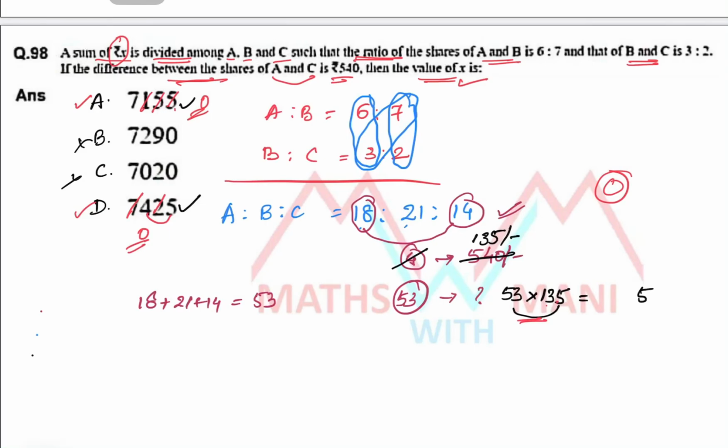So 5 3s are 15, 5 5s are 25, 26, and 13 3s are 39, 35, 65. So finally what is the answer? 7 1 5. That is, the first option is the correct answer. Okay, the first option is the correct answer. Remaining options are wrong. Okay, clear?